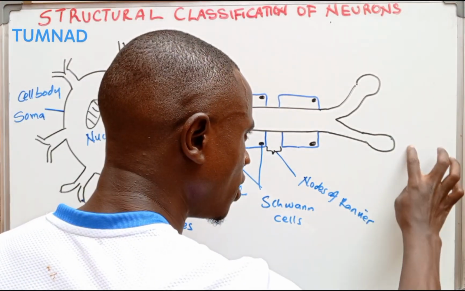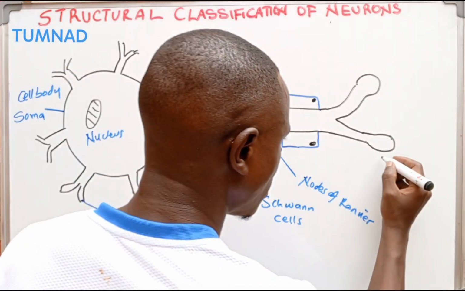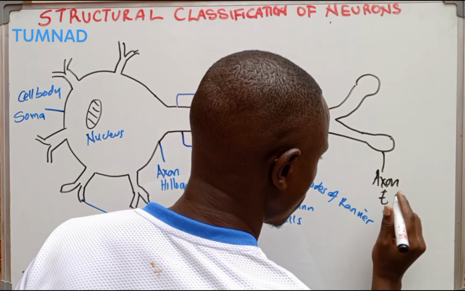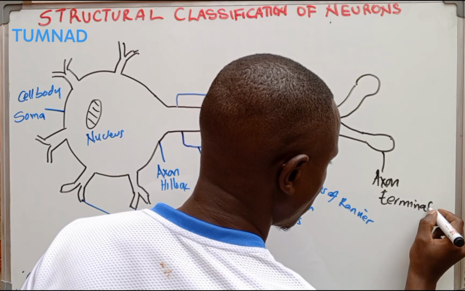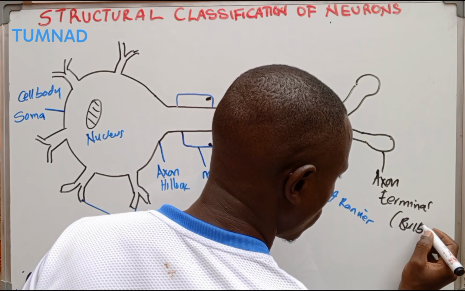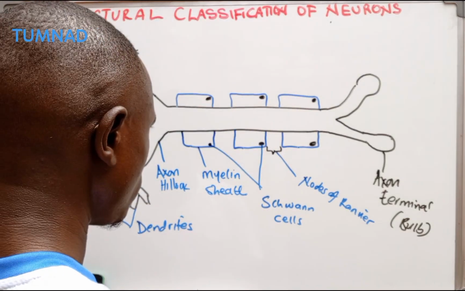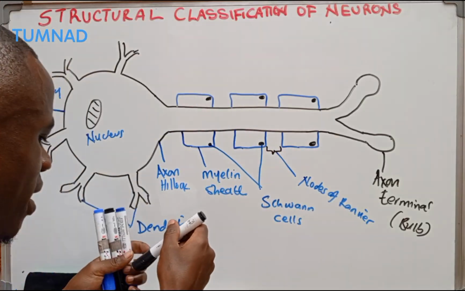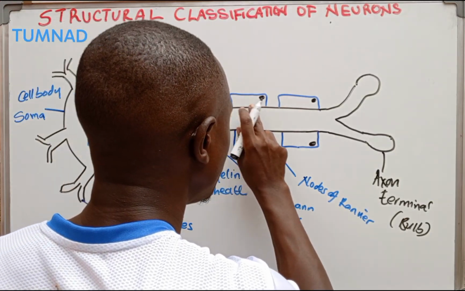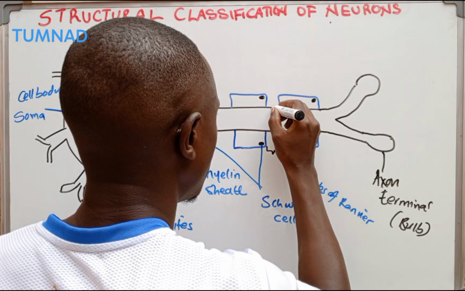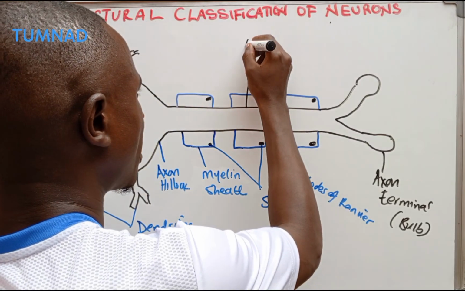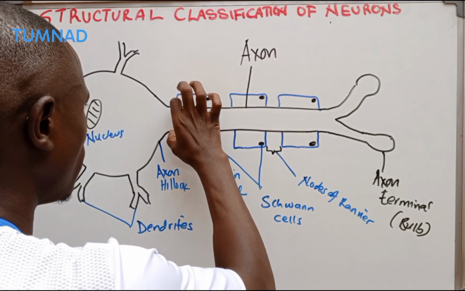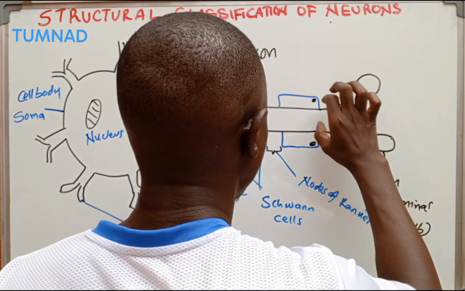Okay, how about this structure here? This structure here is what we call the axon terminal. You may find some other people using the axon bulb. Now, how do we call the whole of this structure here, up to this point here? The whole of it is what we call the axon. Okay, the whole of this tube structure here is what we call the axon.